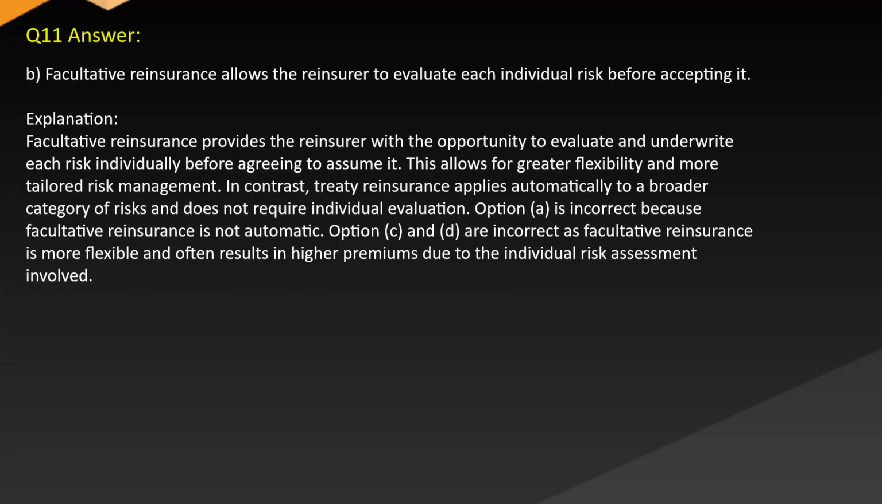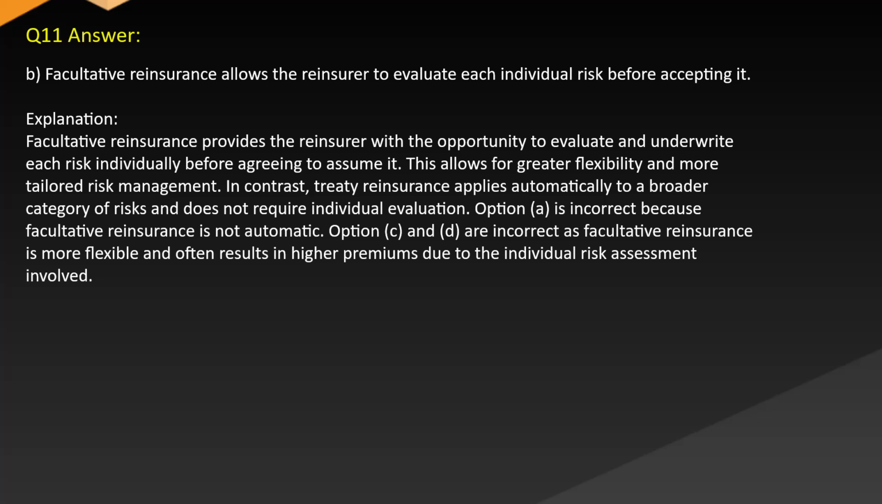Answer. B. Facultative reinsurance allows the reinsurer to evaluate each individual risk before accepting it. Explanation. Facultative reinsurance provides the reinsurer with the opportunity to evaluate and underwrite each risk individually before agreeing to assume it. This allows for greater flexibility and more tailored risk management.